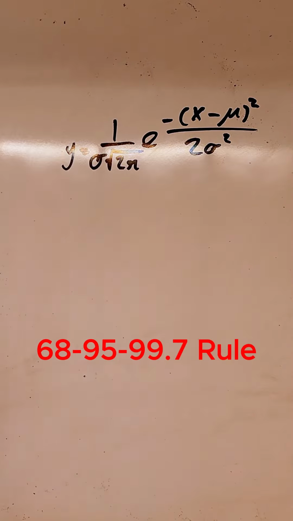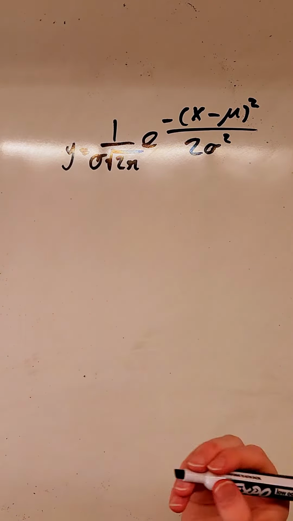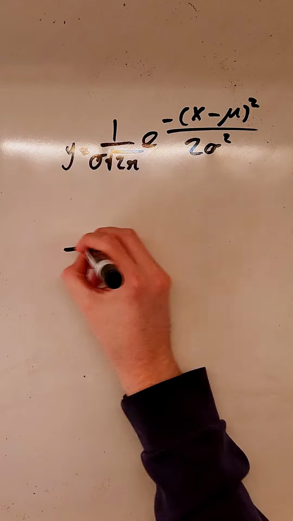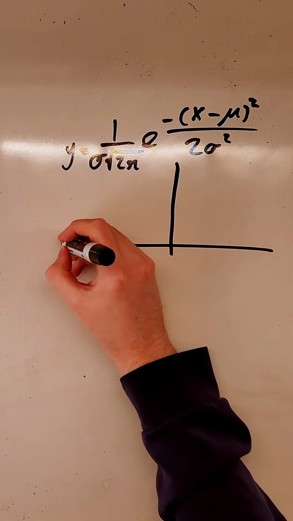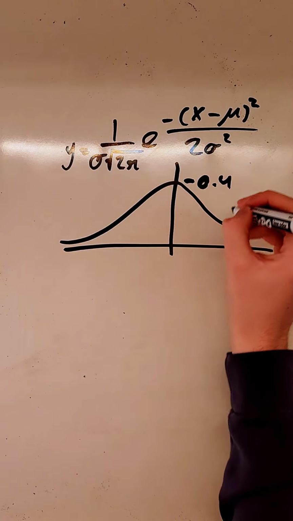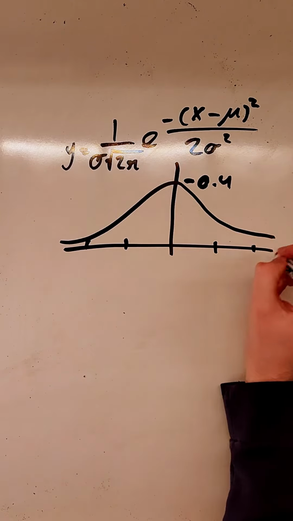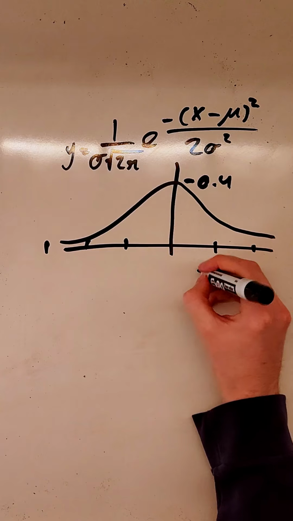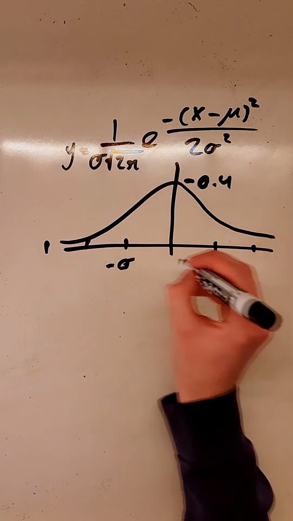What is the 68, 95, 99.7 rule, and how can you yourself apply it? So the 68, 95, 99.7 rule is a general rule that approximates the area under the curve in between the first, second, and third standard deviation of the standard normal distribution.